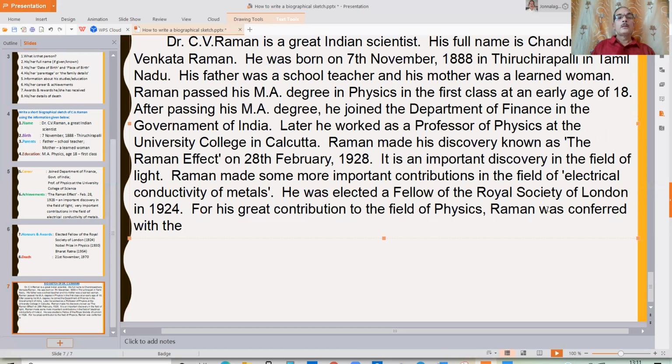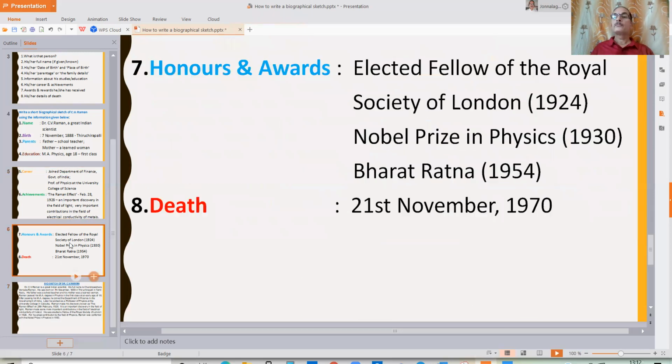The Nobel Prize in Physics. In which year? In 1930. And then, so he was conferred with the Nobel Prize in Physics in 1930.